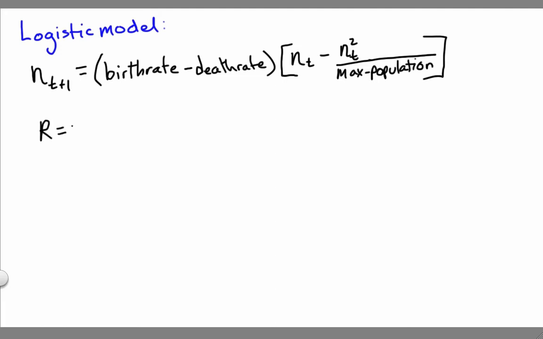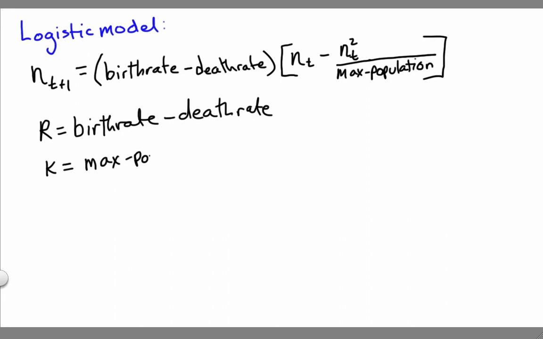First, I'm going to let R represent the birth rate minus the death rate, and I'm going to let K equal the maximum population. Now I can write this top equation using these new symbols.